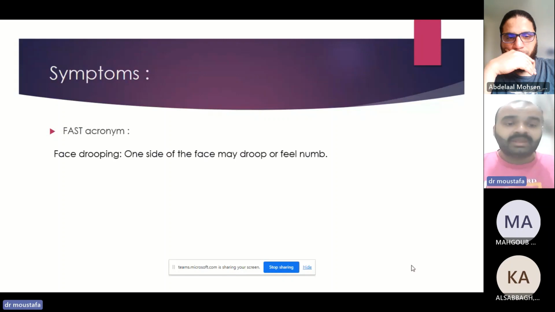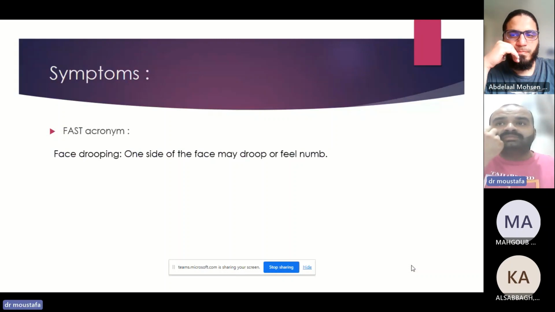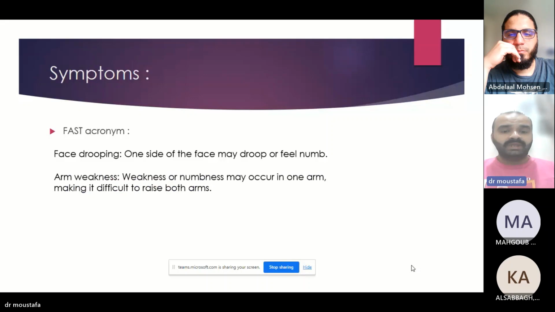So what is F? F for face drooping. Your patient might say, doctor, my right face is numb, doctor. Or you can see that his right face is drooping. That's how you can know that he has face drooping, which is the F from the FAST acronym. Next one is A. What's A? Arm weakness, of course. It's weakness in his arm or numbness. It may occur in one arm, though it might be difficult to raise both arms.